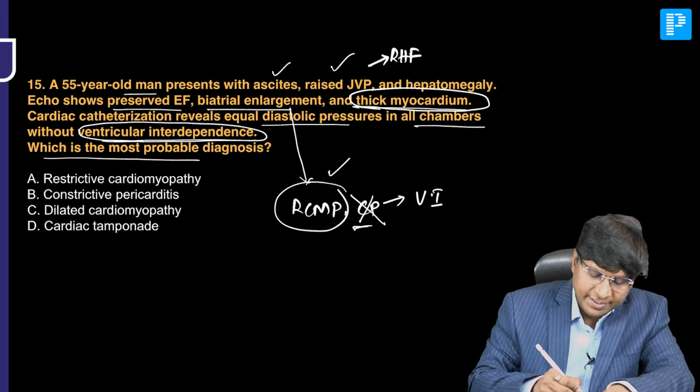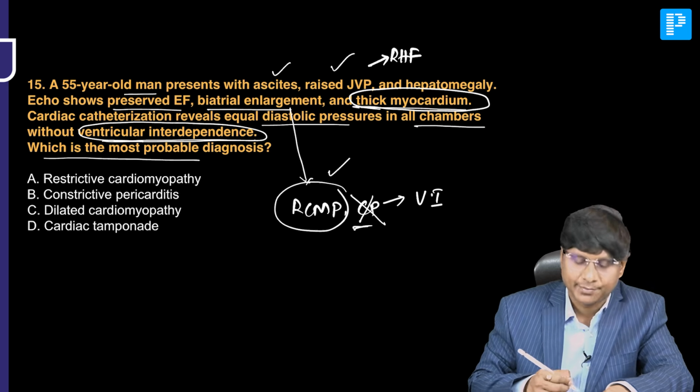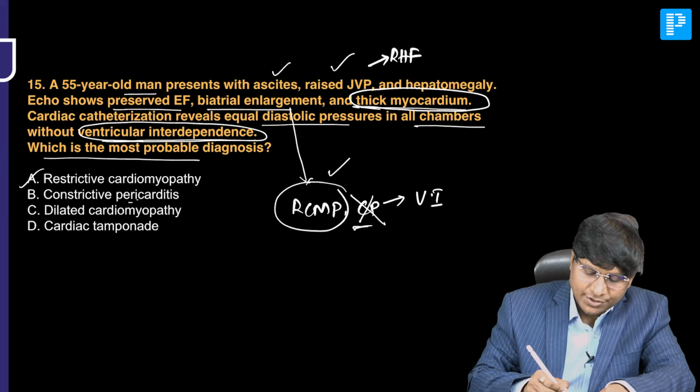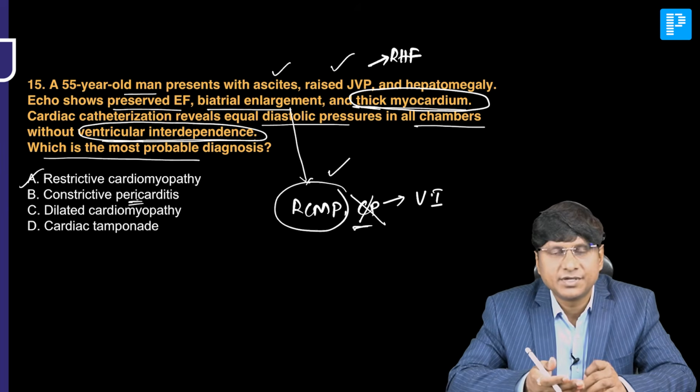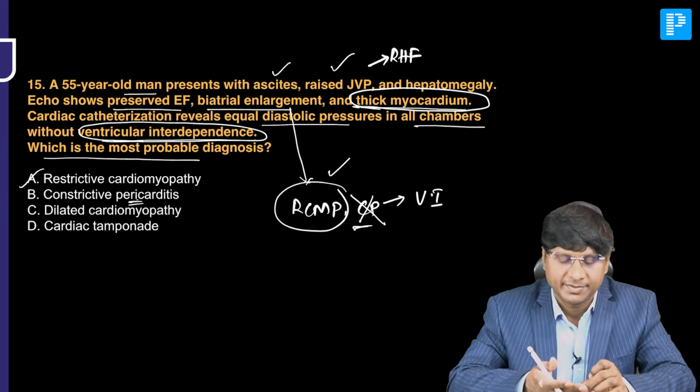So what is the most probable diagnosis? Restrictive cardiomyopathy, constrictive pericarditis, dilated cardiomyopathy and cardiac tamponade. So the answer in this question is restrictive cardiomyopathy. So how will you rule out constrictive pericarditis? Because in constrictive pericarditis, you will not have thick myocardium. You will have thick pericardium. And in constrictive pericarditis, you have the septal bounce, that is, ventricular interdependence will be there.